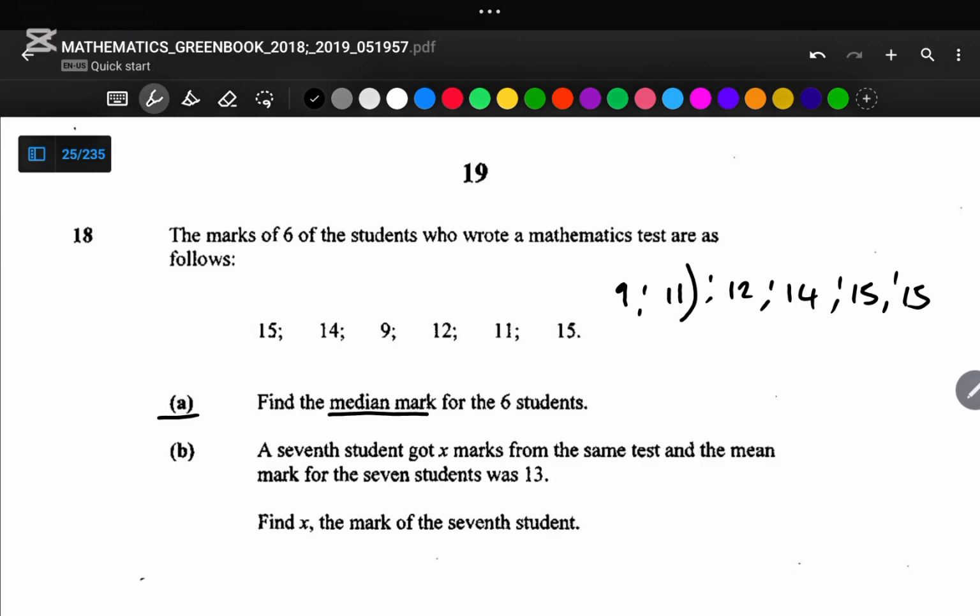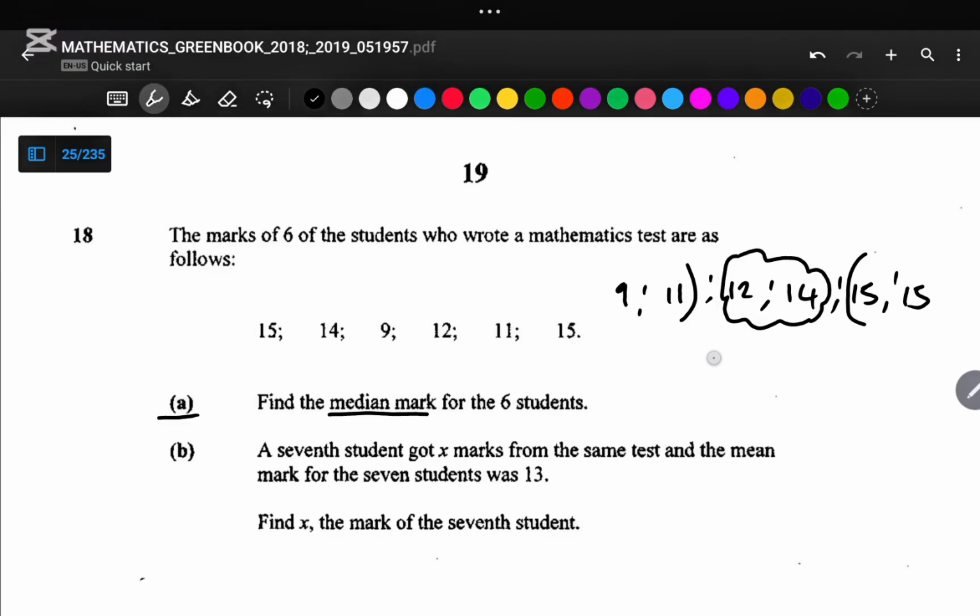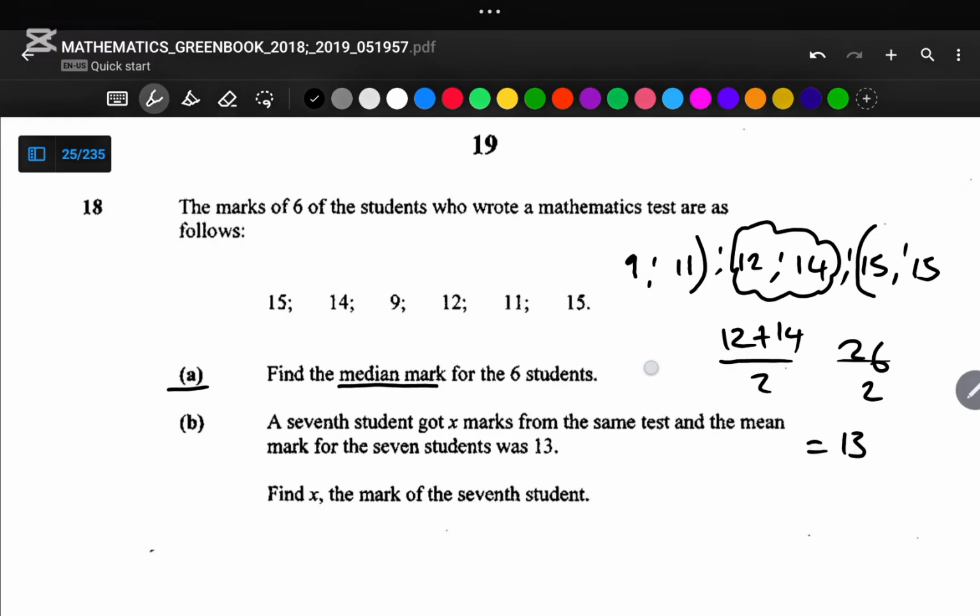So here we have two numbers on each side, so the median is between these two. What you can simply do is add 12 and 14, and then divide by 2. What is 12 plus 14? It gives us 26, divided by 2, which is equal to 13. So the median mark is equal to 13.